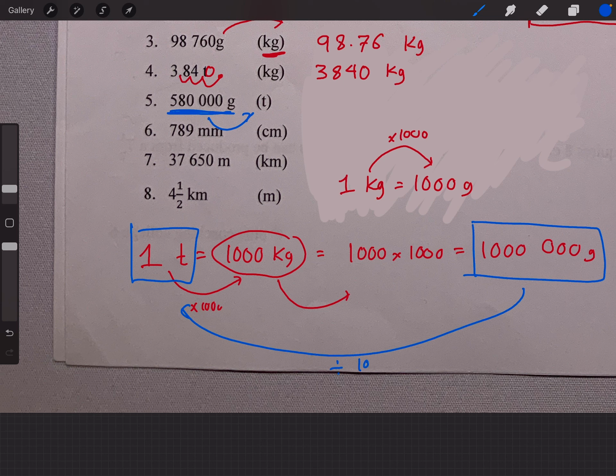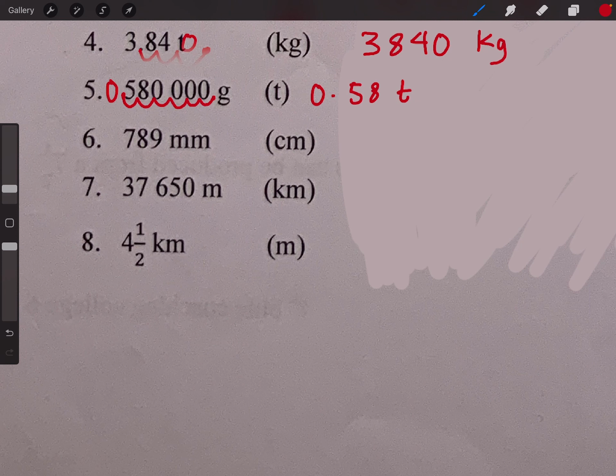So to go from millimeters to centimeters, we divide it by 10. So you divide this by 10 to get to centimeters. To go from meters to kilometers, you divide it by 1,000. To go from kilometers to meters, you times it by 1,000. Go backwards. Okay. This is 4.5. Times it by 1,000.